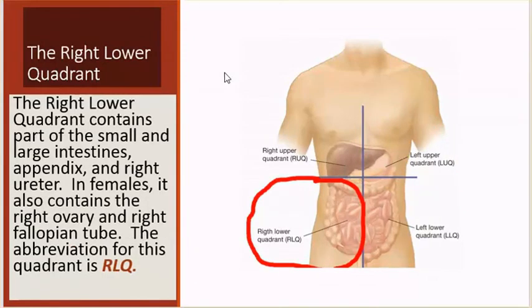The right lower quadrant contains part of the small and large intestines, appendix, and right ureter. In females, it also contains the right ovary and right fallopian tube. The abbreviation for this quadrant is RLQ.